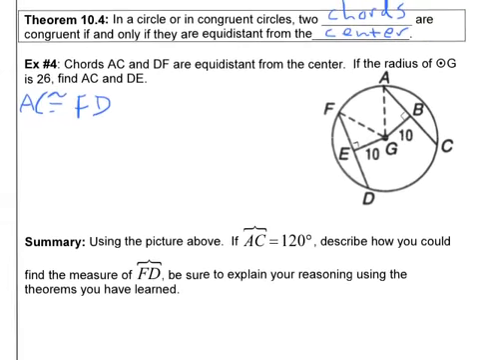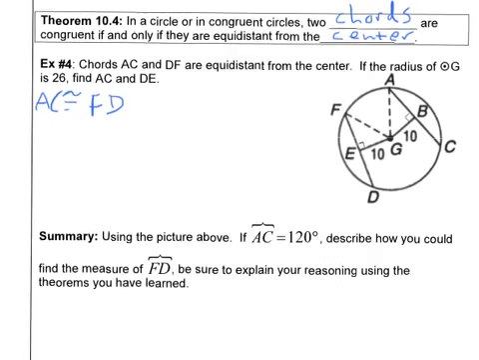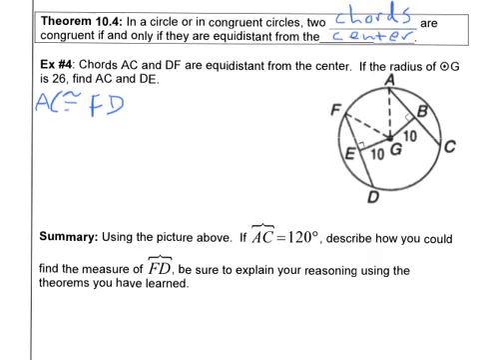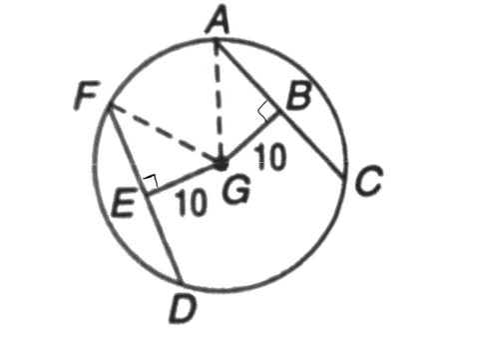Okay, and then they say chords AC and DE are equidistant from the center. If the radius of circle G is 26, find AC and DE. Okay, we need to put in that 26 for the radius. So let's zoom in. Where do I have a radius here? I have a radius here, and I have a radius here. So let's go ahead and just put that in. This is 26, and this is 26.